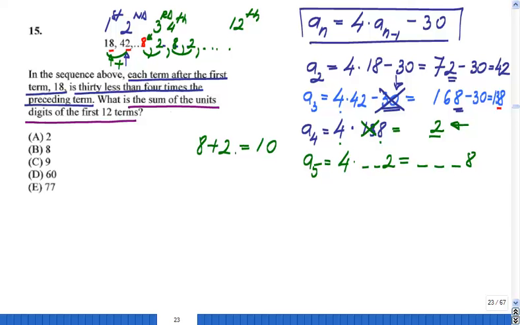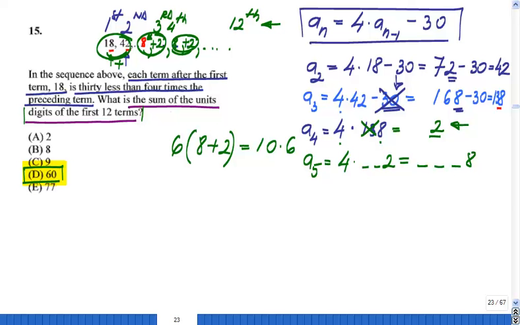And obviously all I care about is the sum of these digits, right? What is the sum of the units digits of the first 12 terms? I've got 12 numbers here, right? Which will make how many pairs of 8 plus 2? Well, just divide 12 by 2 and that will give me 6 pairs, right? And because I have 6 pairs of 8 plus 2, it means I have 6 times 10, and that gives me the sum of the units digits of my first 12 terms, which obviously is going to be 60. Alright? And this is the answer to this problem.